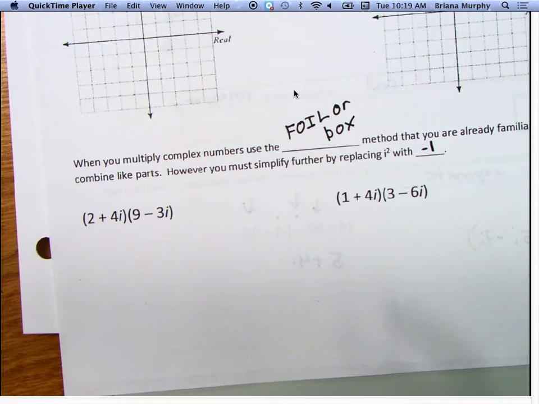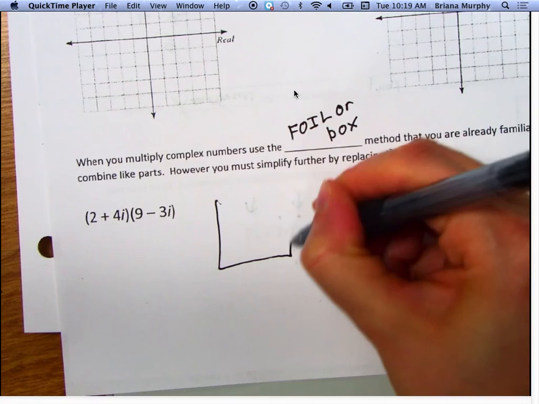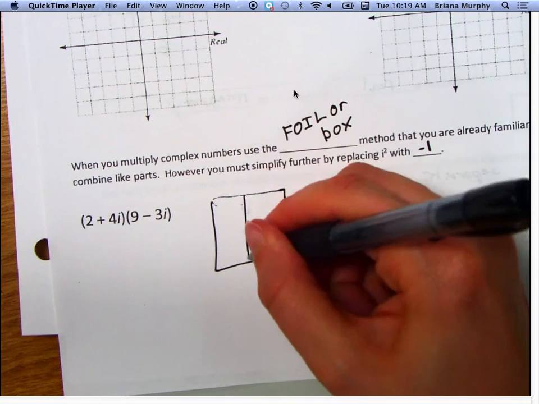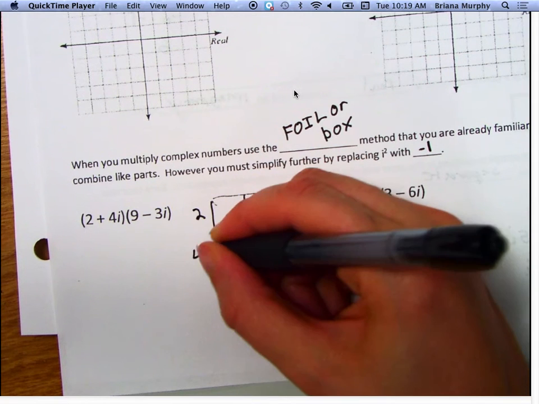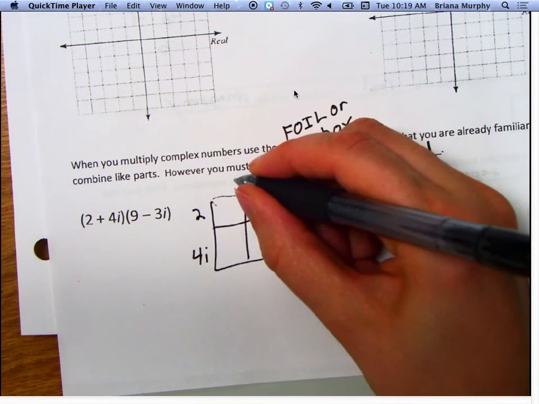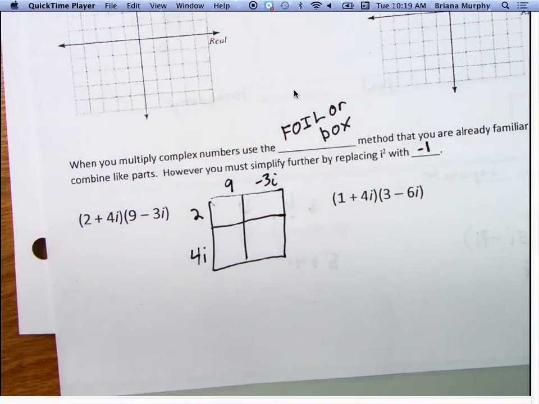Are you ready? You can totally FOIL. I like making the box. So it's kind of like a Punnett square, right? Where I put 2 and 4i on the outside, and 9 and negative 3i on the outside, but on the top. Okay, does it matter which one I put where? No, good. Okay, so now I am going to multiply these things.